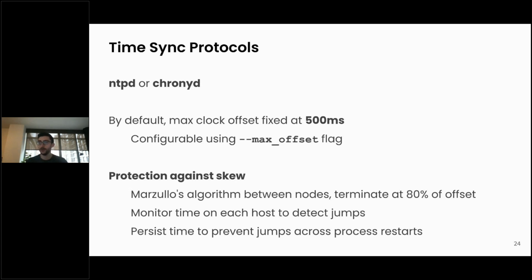There are also a few other protections where each host will monitor its own system clock, and if it ever detects sufficiently large jumps, it will also terminate itself. And processes will also prevent jumps across process restarts by periodically persisting their own wall clock.